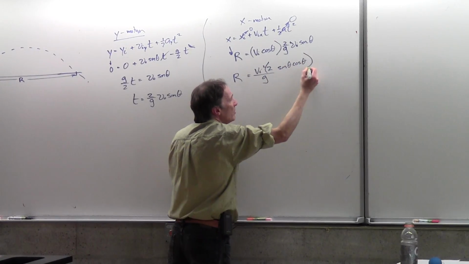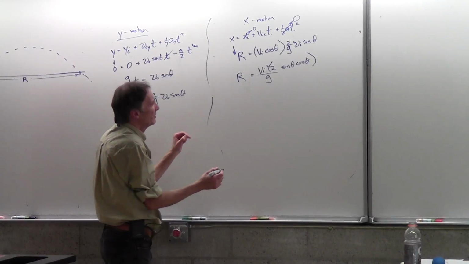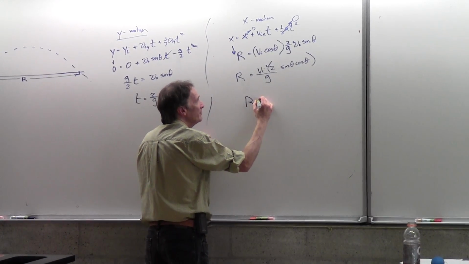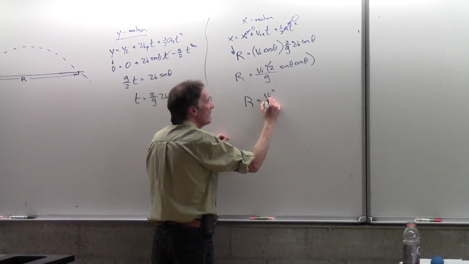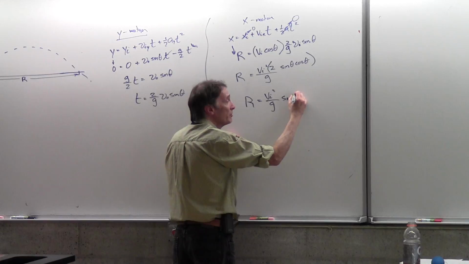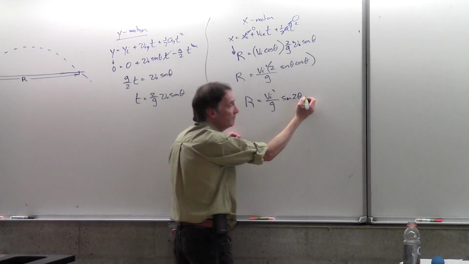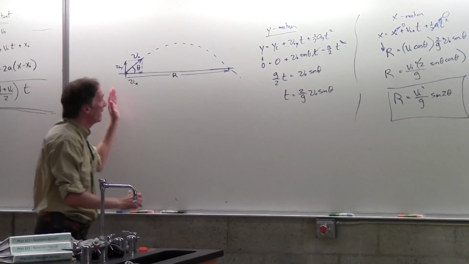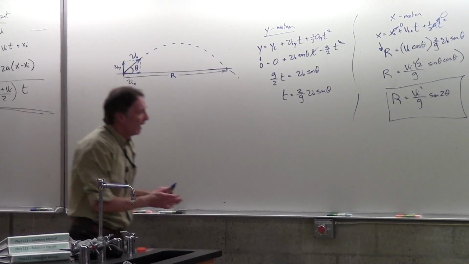This 2 times the sine theta times the cosine theta, does anybody recognize that one? It's probably one of your favorite trig identities. Sine squared theta. Yeah. Oh, sine. Yeah, so that's times the sine, no, not sine squared, of 2 theta, right? Okay, so that's the range going down range.